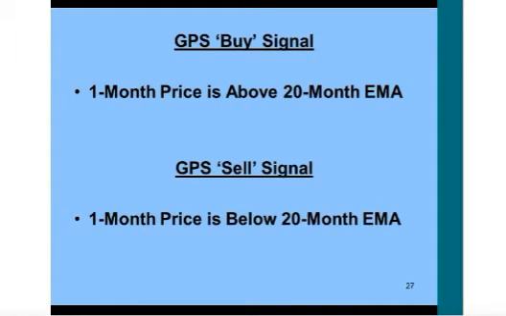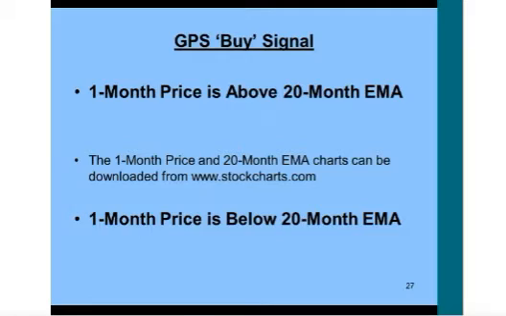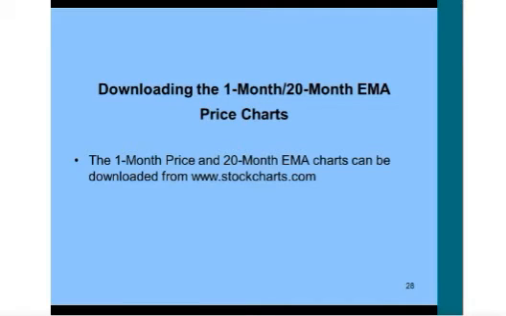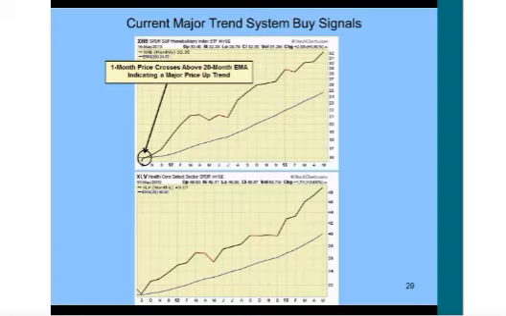Again, the market will be on a buy signal if the 1-month price is above the 20-month EMA, and the market's on a sell signal if the 1-month price is below the 20-month EMA. And we can download the 1-month and 20-month EMA prices from stockcharts.com. So let's take a look at some current examples of the major trend.